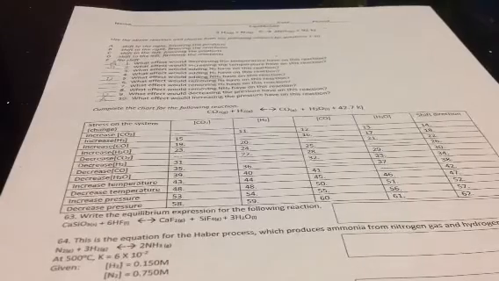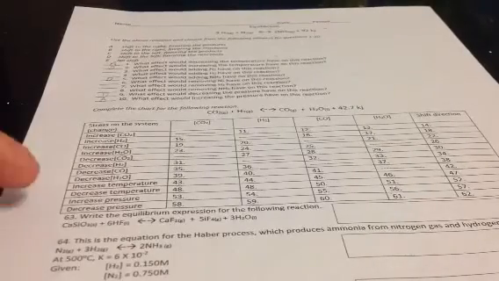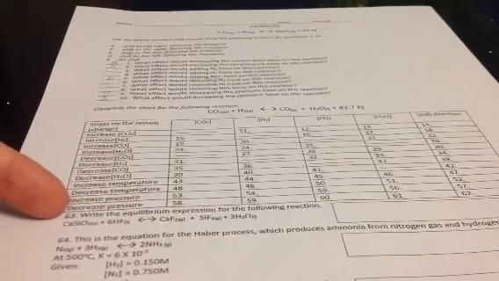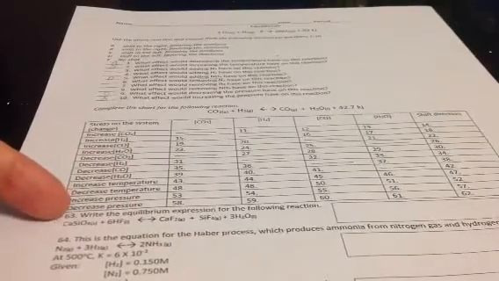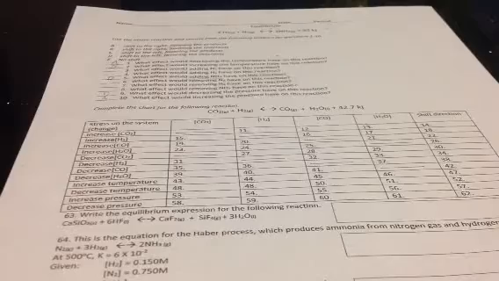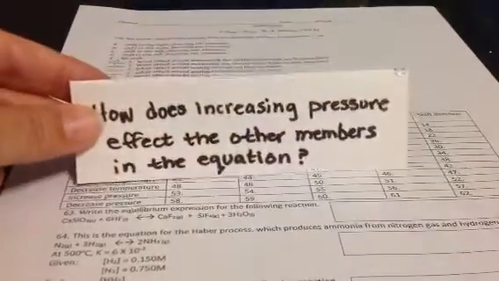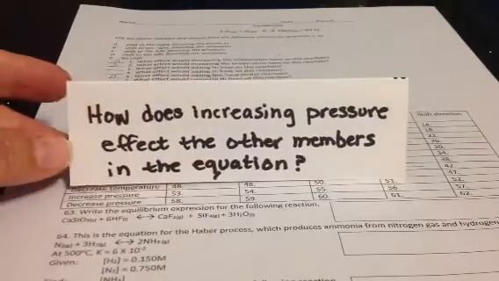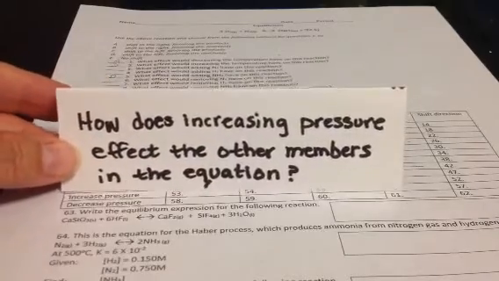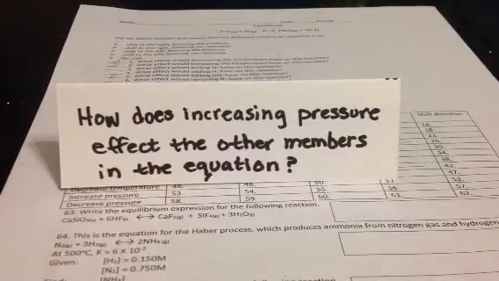Now we're going to look at an equilibrium equation and see how changing the pressure is going to increase or decrease the other members that are in the equation. So the question that I'm looking at is this one down here at the bottom, starting in row number 53, that says, how does increasing the pressure affect the other members that are in the equation?